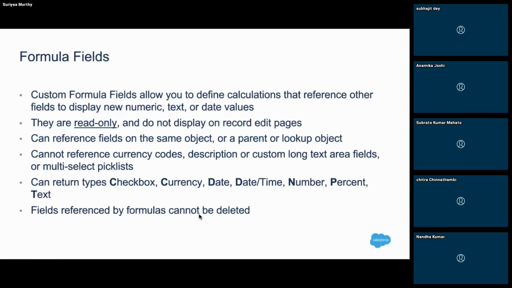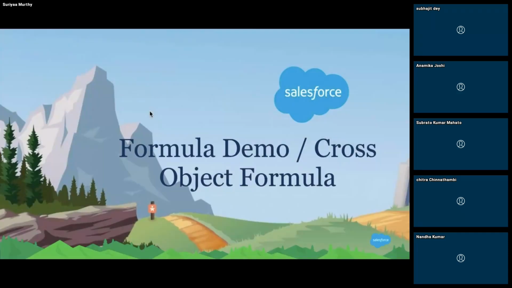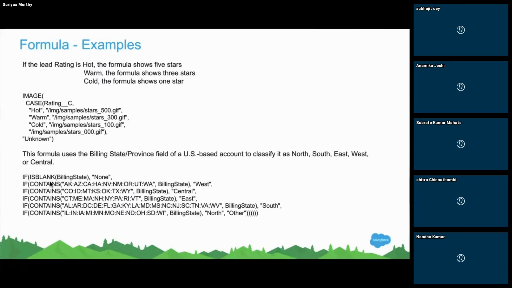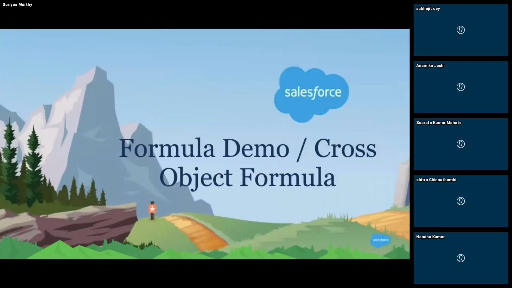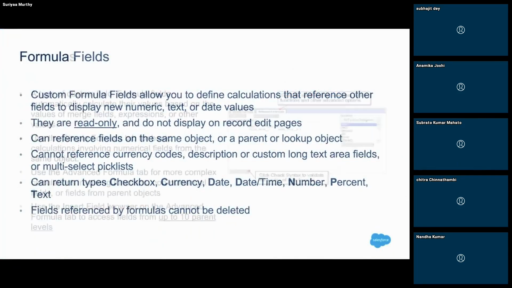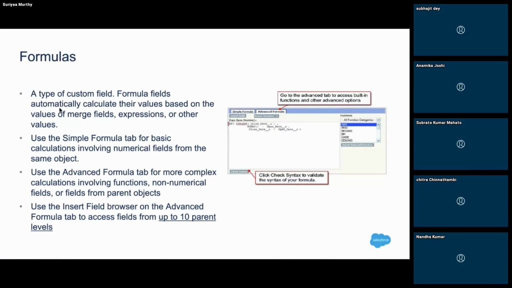For example, now I have used this rating field, right? So I have used this in the formula. In the future, I don't want this rating field. I'm trying to delete that field. Then you cannot delete that field, because it will show an error that it is already referenced in a formula field. So if any fields are used in the formula, then it will not allow you to delete it. Okay. So this is how it will look.